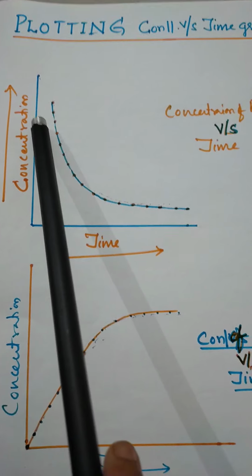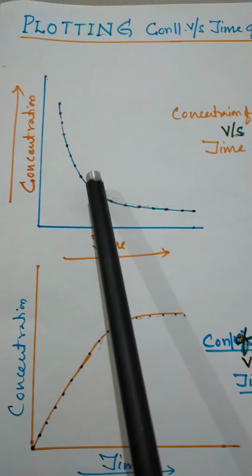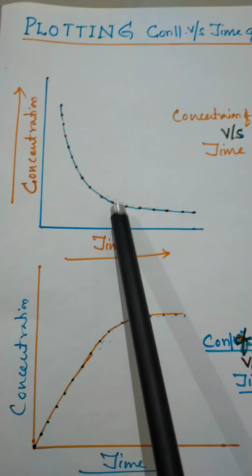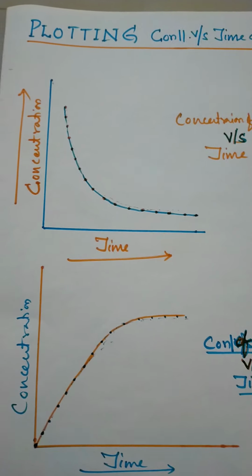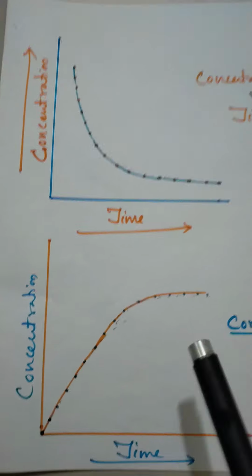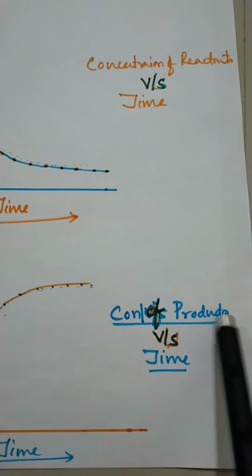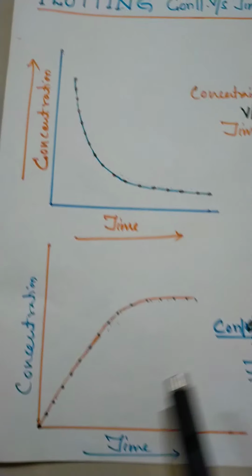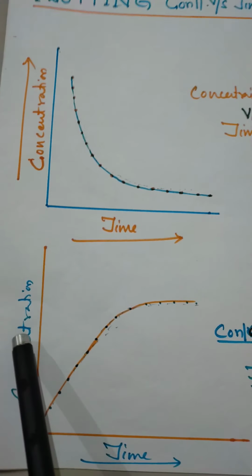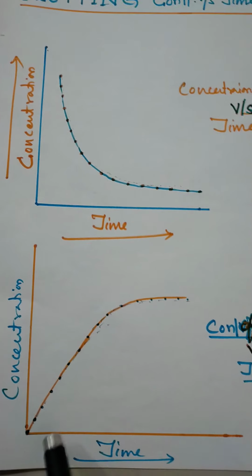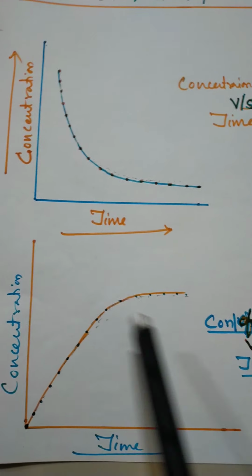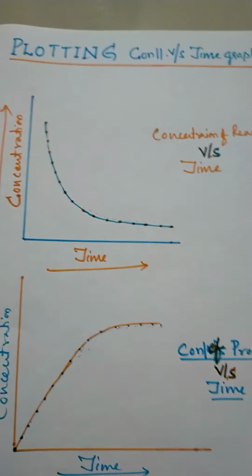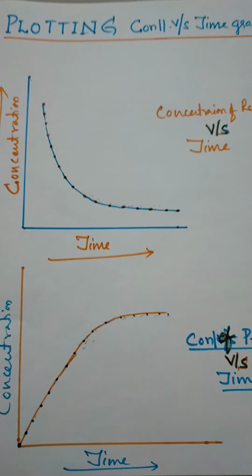And here if you draw the line, we will get a slope here, and here we get another curve, another slope value. In the same way, if you draw the concentration of the products versus time, we get this graph. Here we are plotting the graph for the rate of reactions.